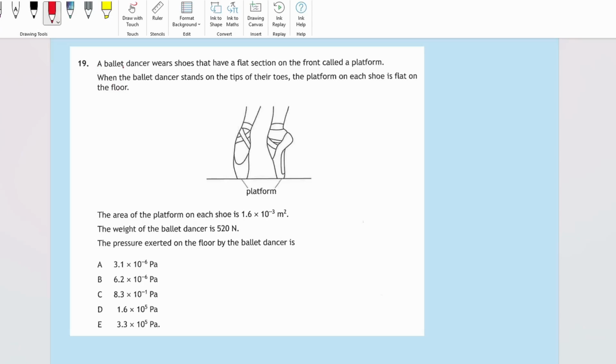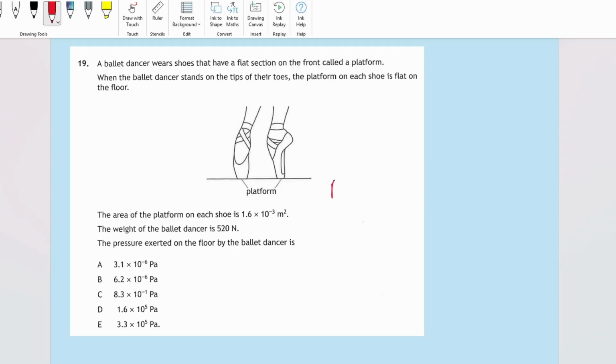Question 19 says a ballet dancer wears shoes that have a flat section on the front called a platform. When the ballet dancer stands on the tips of the shoes, the platform on each shoe is flat on the floor. The area of the platform on each shoe is 1.6 times 10 to the negative 3 meters squared. The weight of the ballet dancer is 520 newtons. The pressure exerted on the floor by the ballet dancer is.